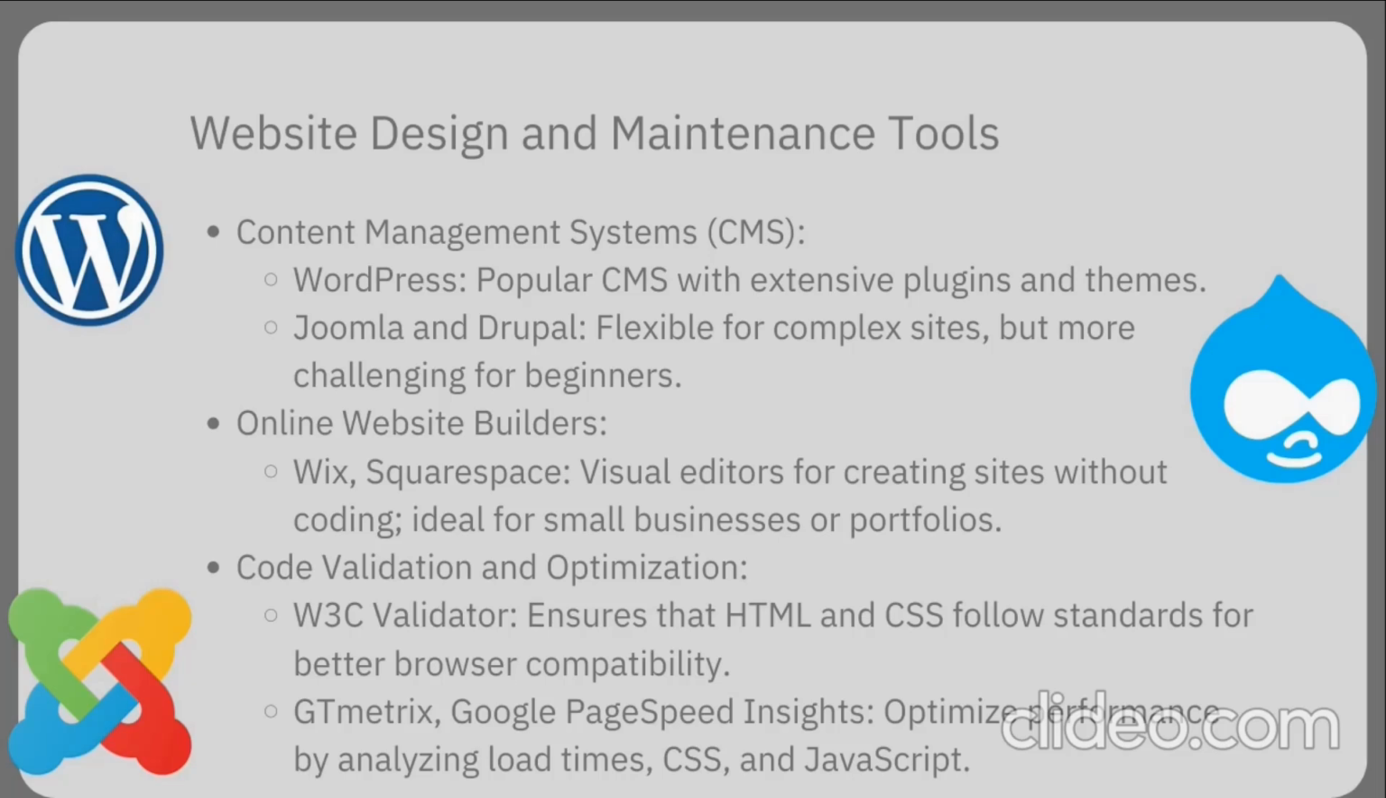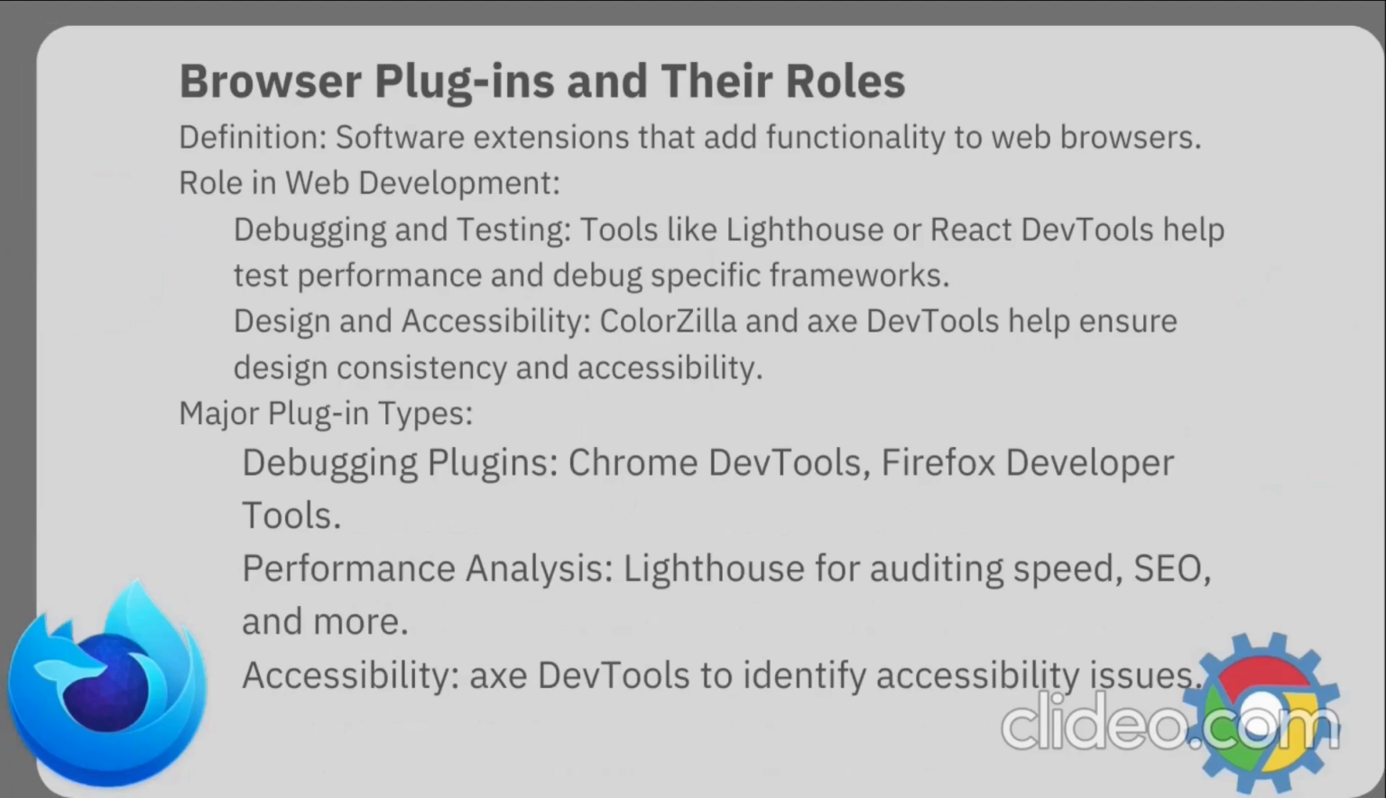Other web development technologies include plugins. These are software extensions that add functionality to web browsers. The role of plugins in web development include debugging and testing. Tools like Lighthouse or React Dev Tools help test performance and debug specific frameworks. There are design and accessibility tools like ColorZilla and axe DevTools, which help ensure design consistency and accessibility.